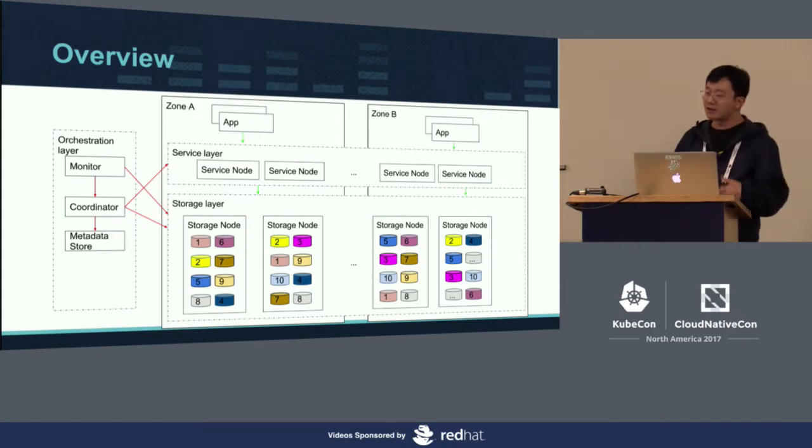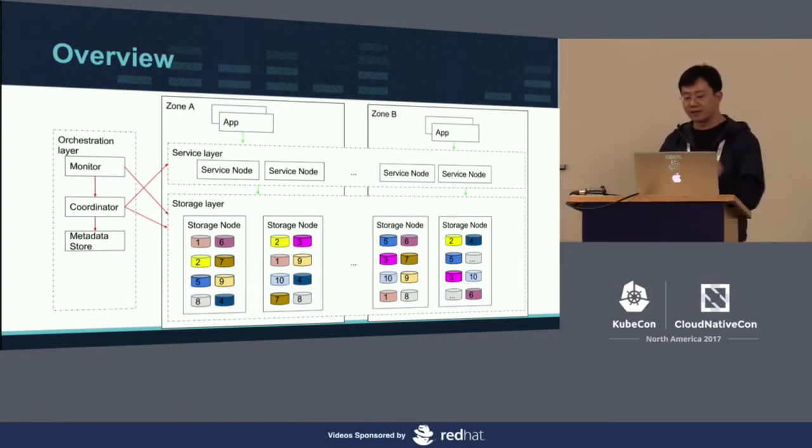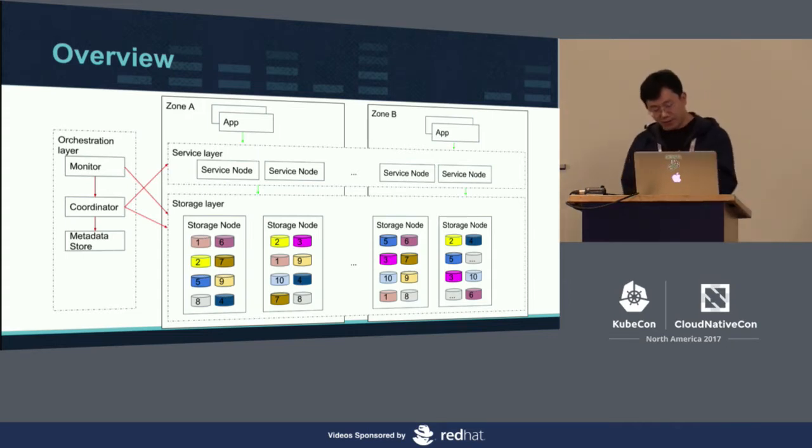So how does our application access this database for reads and writes? Since we have thousands of storage engines on the storage layer, we cannot let the application connect to them directly. So we introduce a service layer. This service layer routes the application requests to the storage layer database engines. This service layer is stateless. But how can it do the routing? Actually, the service layer has a topology map to know the layout of the storage layer. But how does it know this layout?